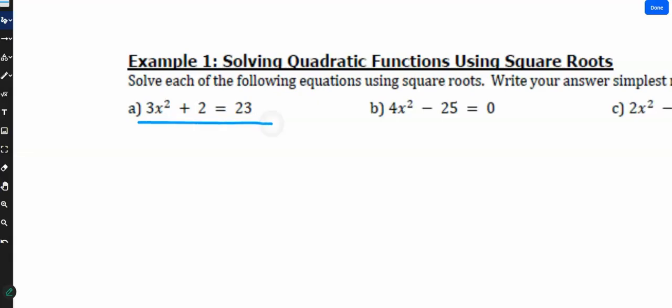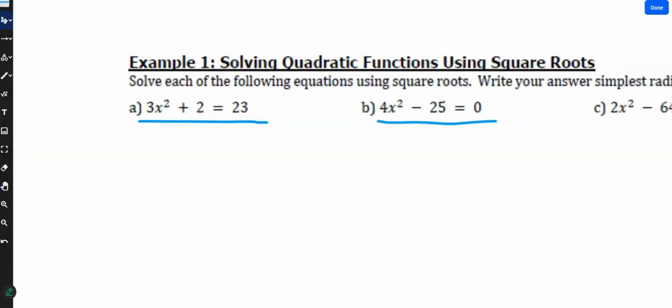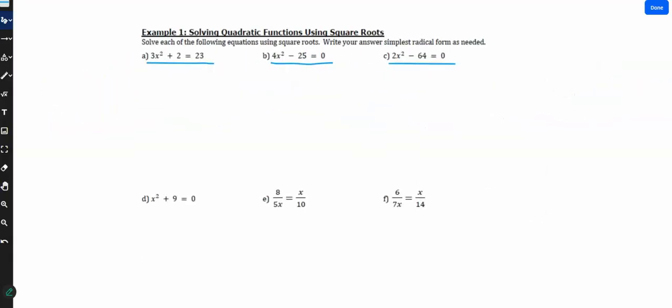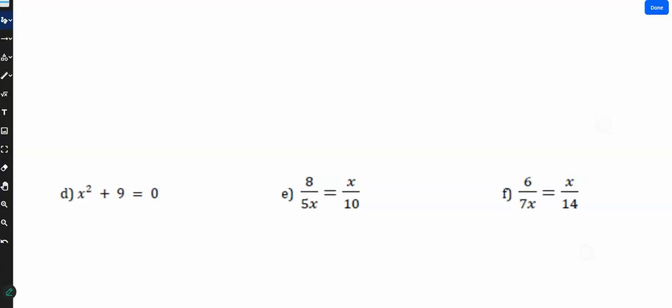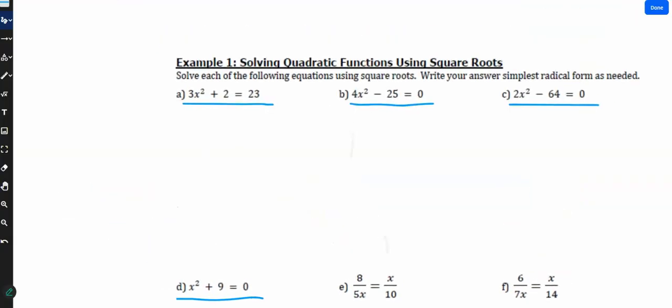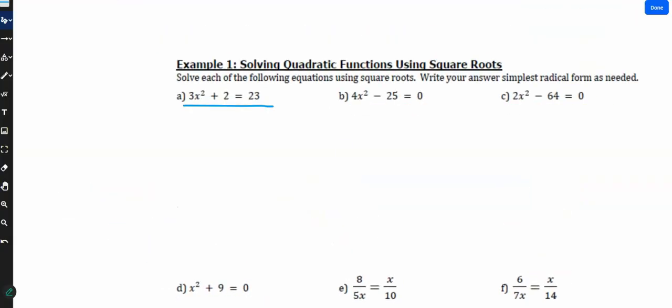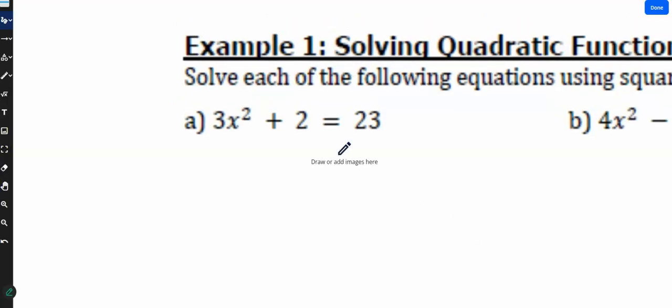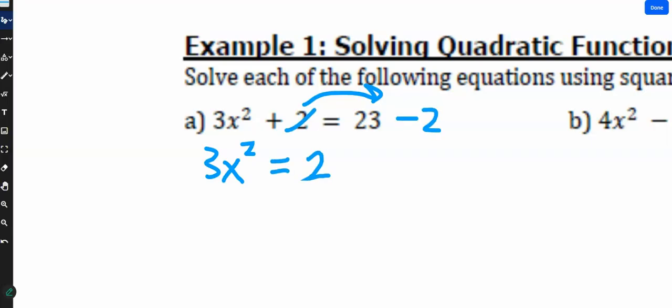As you can see, when you look through part A, no linear x. Part B, no linear x. No linear x. It's a little bit hard to see what's going on with E and F, so we'll take a look at it when we get there. So, we can push this to the other side. We don't have to set this equal to 0 or factor this thing. We're just going to subtract the 2 to the other side, and that gets me 21. And then we can divide by 3.